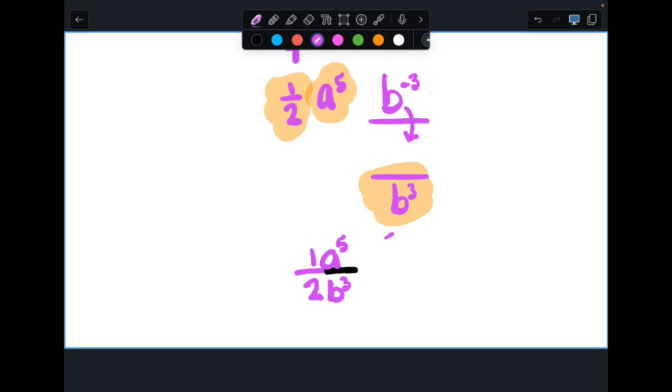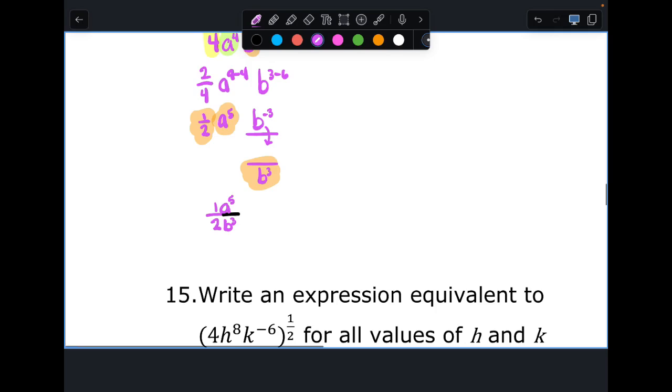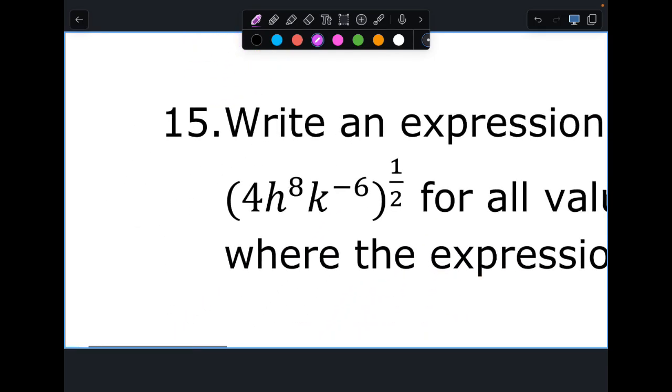Questions? All right. 15. 15 is the one that I was talking about, where you have that outside exponent. This is the only way you're going to see that rational exponent rule. All you have to do is distribute the 1/2. Now, it's not 4 times 1/2. It's 4 raised to the power of 1 times 1/2. What is 1 times 1/2?